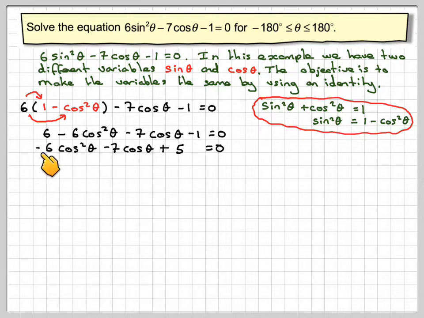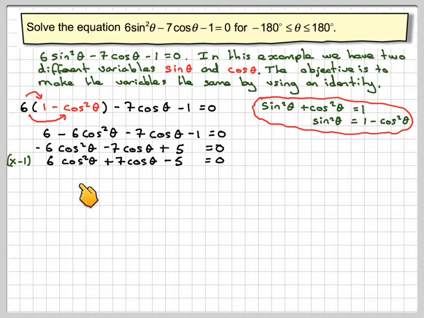It's not very easy to factorise, as we've got a minus sign at the front here. So all we need to do, as it's equal to 0, is to multiply the whole equation through by minus 1. So just change all the signs all the way through. So we get 6 cos squared theta plus 7 cos theta minus 5 is equal to 0. And then we've got to factorise it.